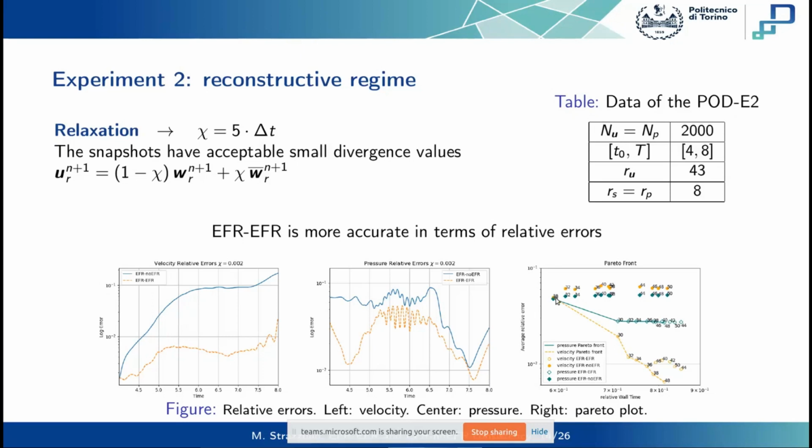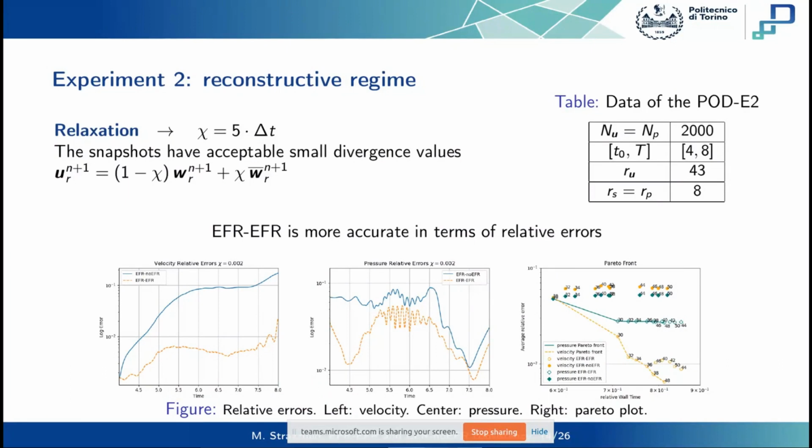You see that here I'm plotting a lot of circles, and the bullets mean that we are plotting the average relative errors for several values of the velocity basis: 30, 32, 34, and so on up to 50 basis. We do that for the EFR no EFR, that are the full circles, and EFR EFR, that are the empty circles here. And then you have to draw a line that is the Pareto front.